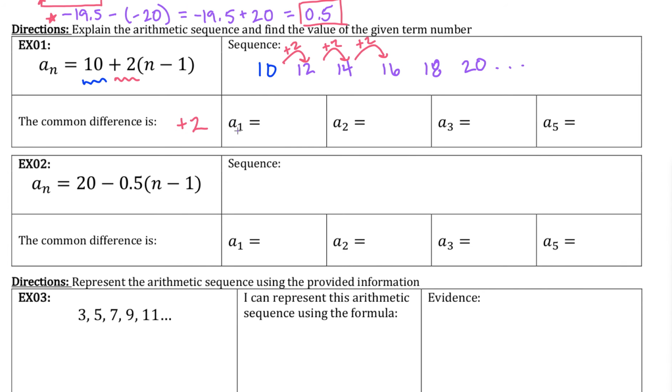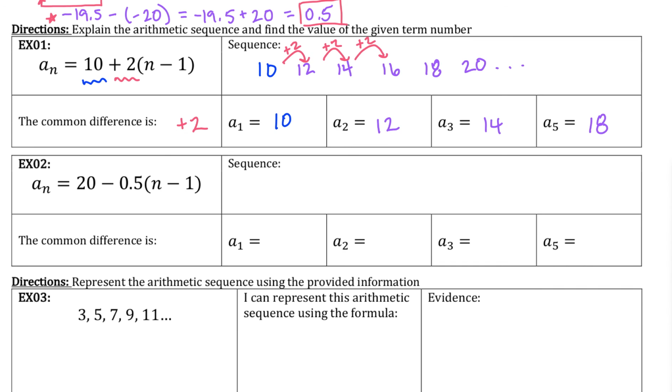So the first term, a sub 1, is the first term. The first term was 10. The second term is 12. The third term is 14. So 1, 2, 3, 4, 5. The fifth term, pay attention to the number, the fifth term, 1, 2, 3, 4, 5, is 18.